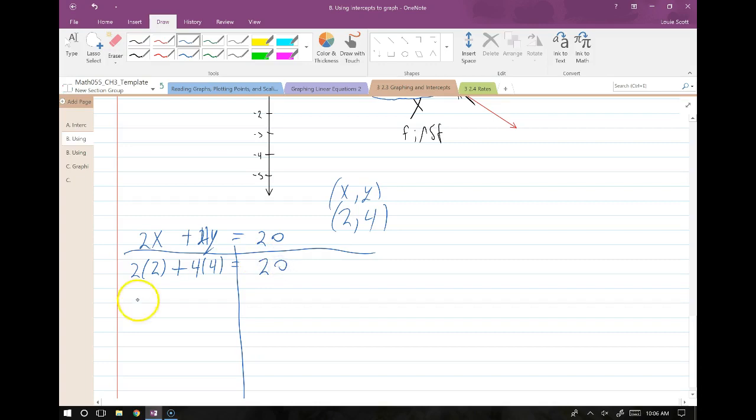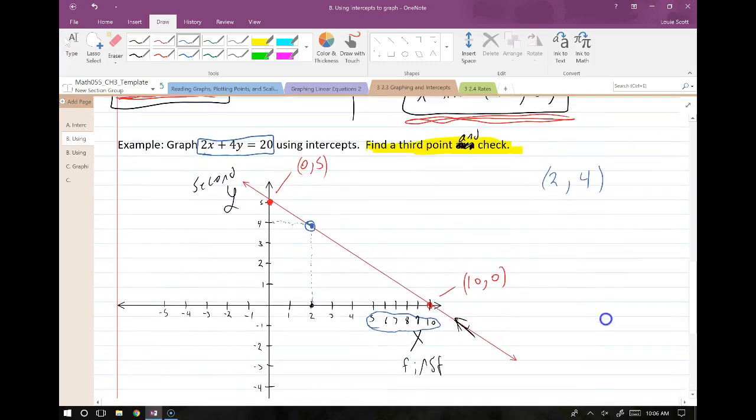All right, now I'm going to start doing my math. 2 times 2 is equal to 4. 4 times 4 is equal to 16. And we can already see that this is going to turn out good, right? And so I am reaching a point where I have 20 equals 20. This is a true statement, so this is a solution to this equation, right? If we reached a statement that was not true in the end here, we would not have a solution to this equation. So we've checked a third point on this line to make sure that the equation is valid, and it turns out it is.